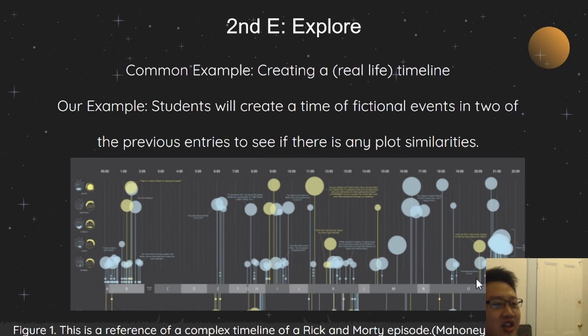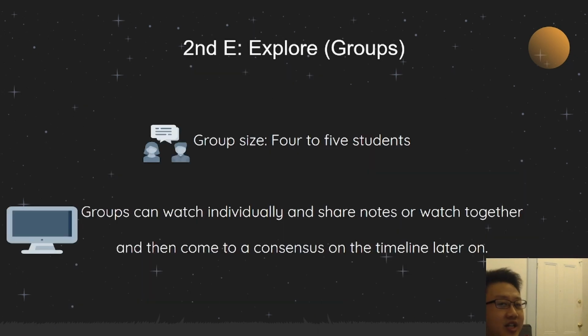At first, you may think, oh, these are not similar at all, but upon further expansion, you may see that there's always a mentor figure, and where do they appear in the story, and such. As you can see below, here is a somewhat more complex timeline with a lot more events in the story, but this can still be helpful to see where the similarities lie between each story. For this activity, I recommend perhaps 4 to 5 students. Groups can watch individually at different times and share notes, or they can watch together and then come to a consensus on what the timeline is later on.